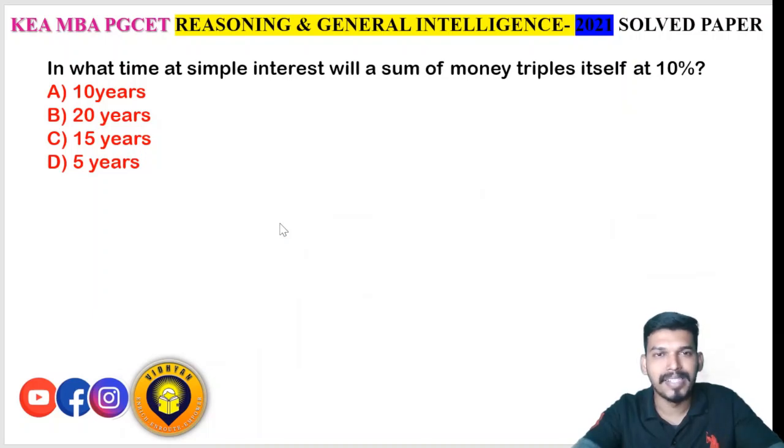In what time at simple interest will a sum of money triple itself at 10%? Sum of money triples itself at 10%.